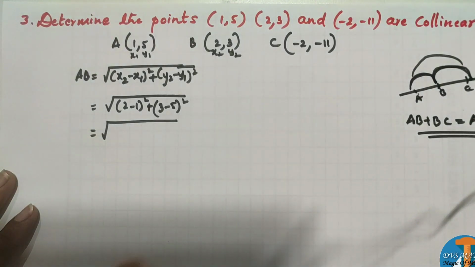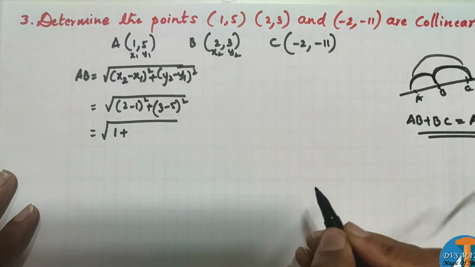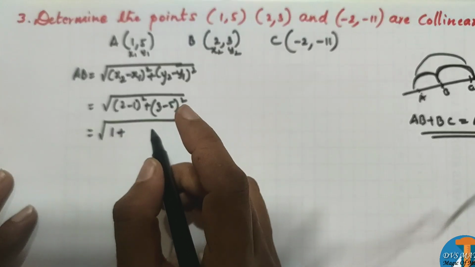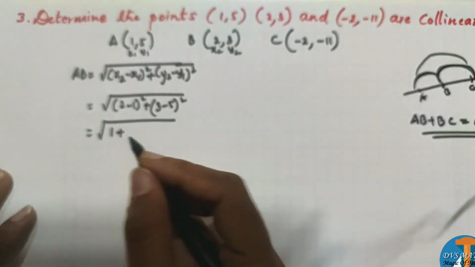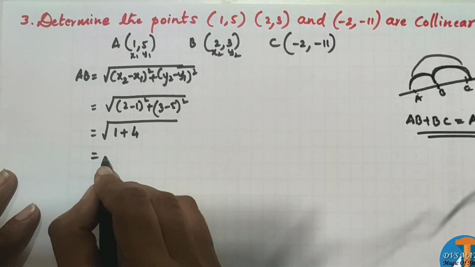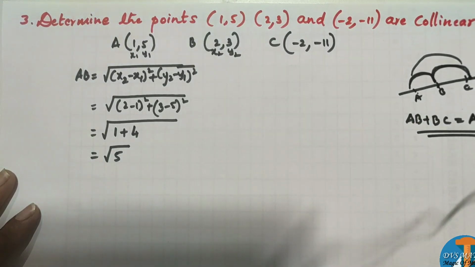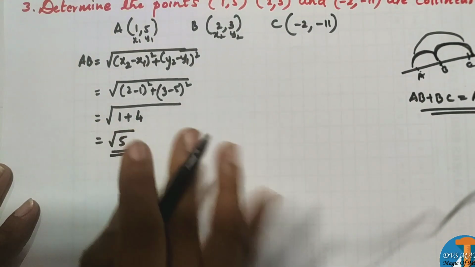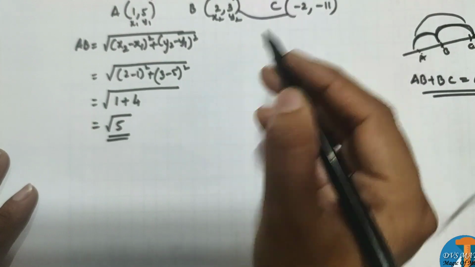2 minus 1 it is 1. 1 square it is 1. 3 minus 5 it is minus 2. Minus 2 ನ ಸ್ಕ್ವೇರ್ ಮಾಡಿದ್ರು ನಿಮಗೆ ಪಾಸಿಟಿವೇ ಬರುತ್ತೆ. 4 ಬಂತು. ಅವಾಗ ಏನಾಯ್ತು ಆನ್ಸರ್ ನಿಮಗೆ? √5 ಬಂದಿದೆ. ಸೊ ಇರಲಿ, ಇದು ಎ ಬಿ ಬಂತು. ಈಗ ನೆಕ್ಸ್ಟ್ ಬಿ ಸಿ ಫೈಂಡ್ ಔಟ್ ಮಾಡೋಣ.